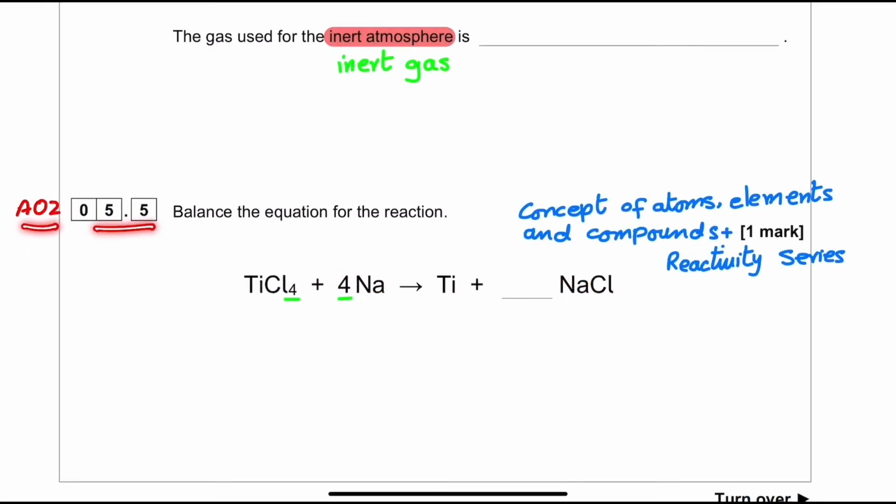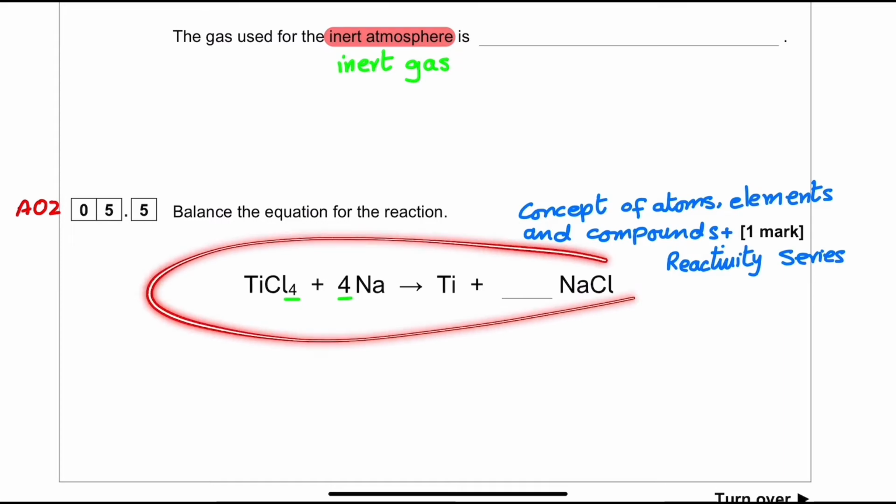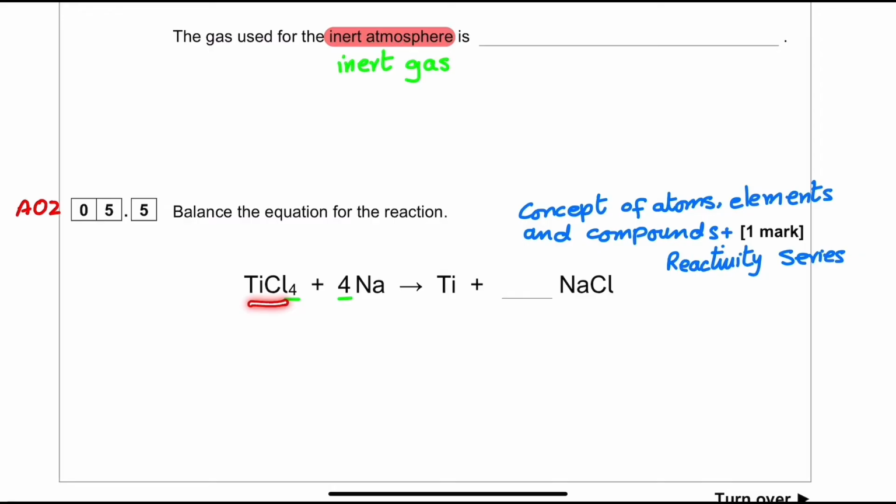5.5 is an AO2 question, and this question is from balancing the equation, the concept of atoms, elements and the compound. We can see here a chemical reaction is given. Titanium chloride reacts with sodium and we get titanium and sodium chloride. We need to balance our equation.